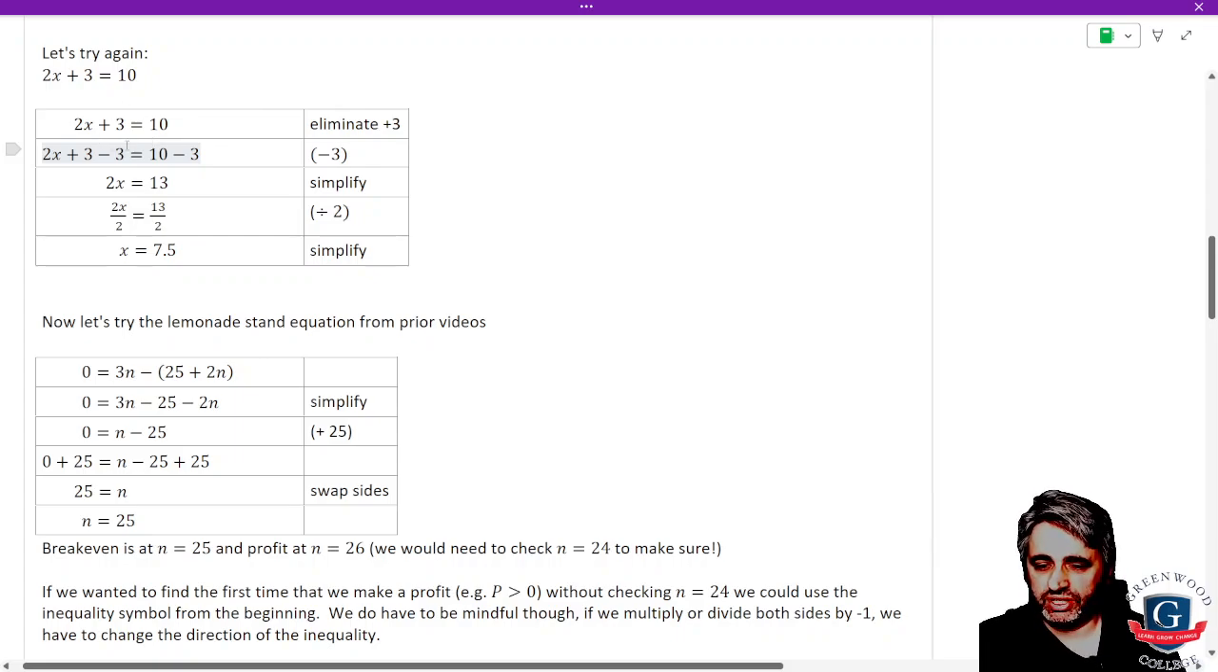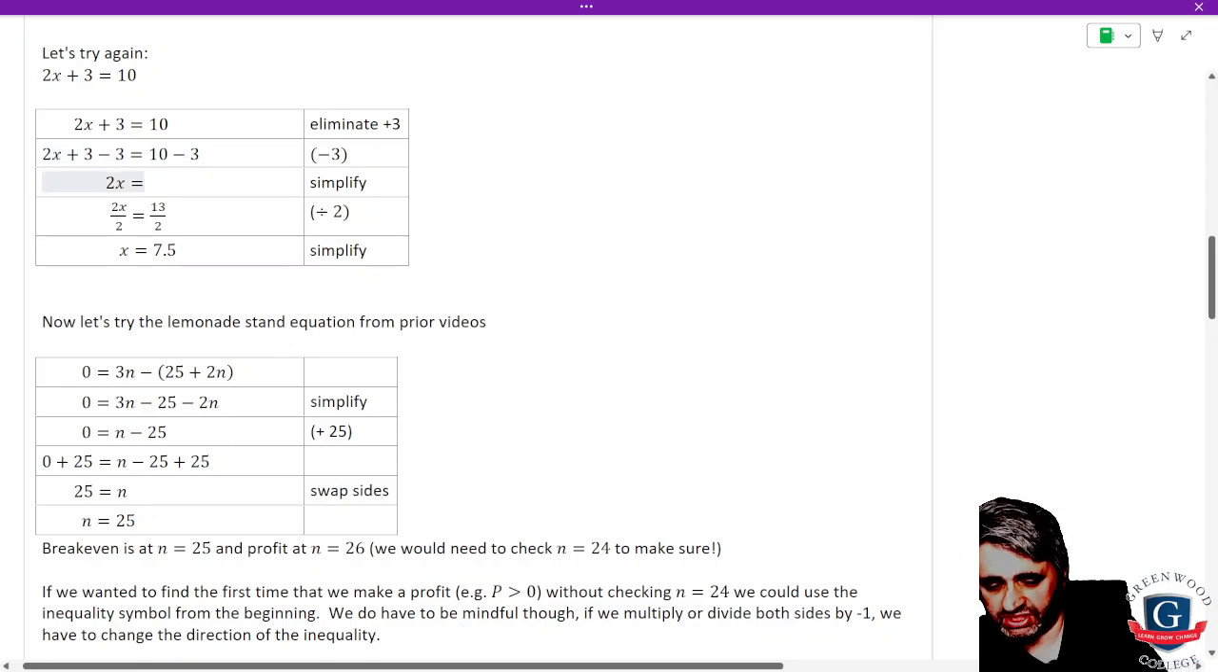So here we go. Subtract 3 from both sides. Subtract 3 from here, that will eliminate the 3 and just leave us with 2x. Subtract 3 from this side, that won't leave us 13, that will give us 7. So we better fix our equation up here.